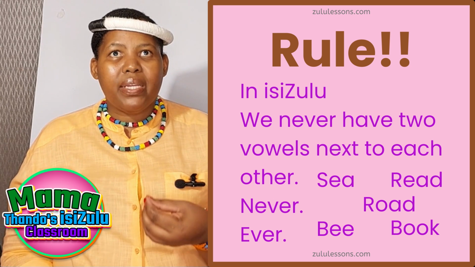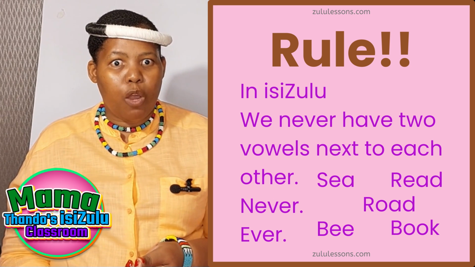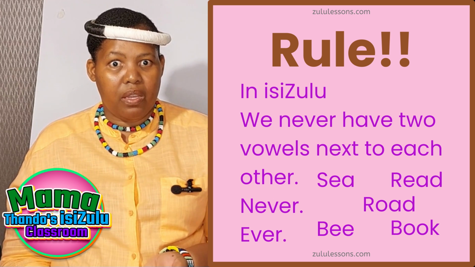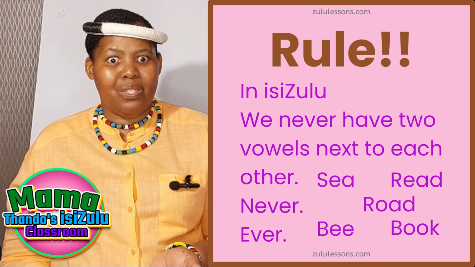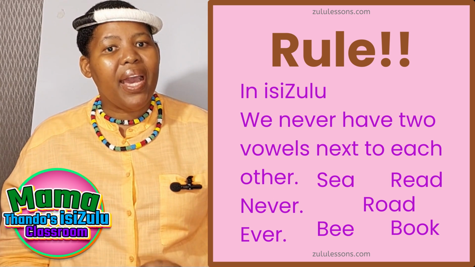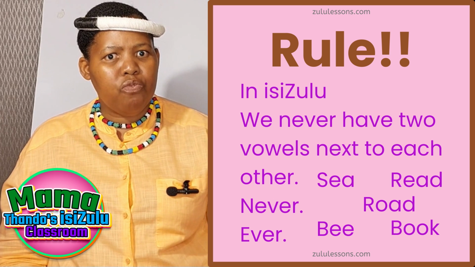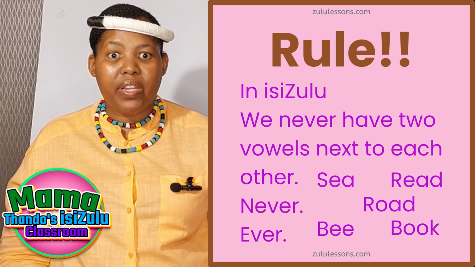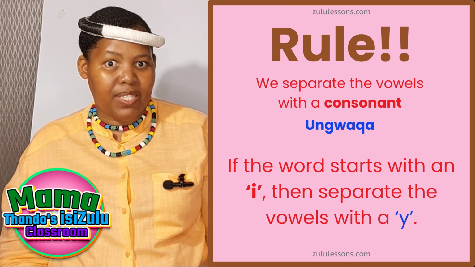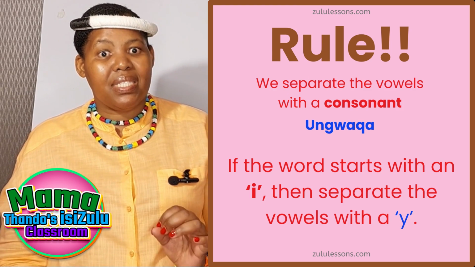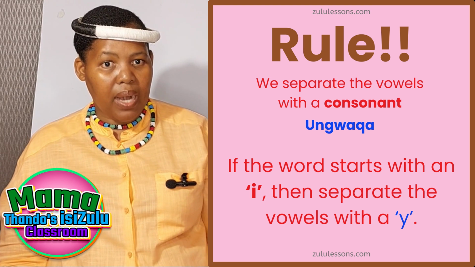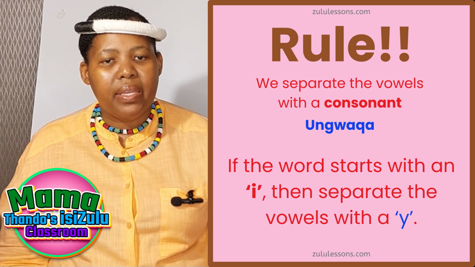But now what happens? Because look at this now. We are finding ourselves with 2 vowels next to each other. What do you then do in isiZulu? Well, my dear friend, this is what we do. We either blend the two vowels or we separate them with a consonant. In this case, as we are talking about this number, we separate them with the consonant ungwaqa, Y.